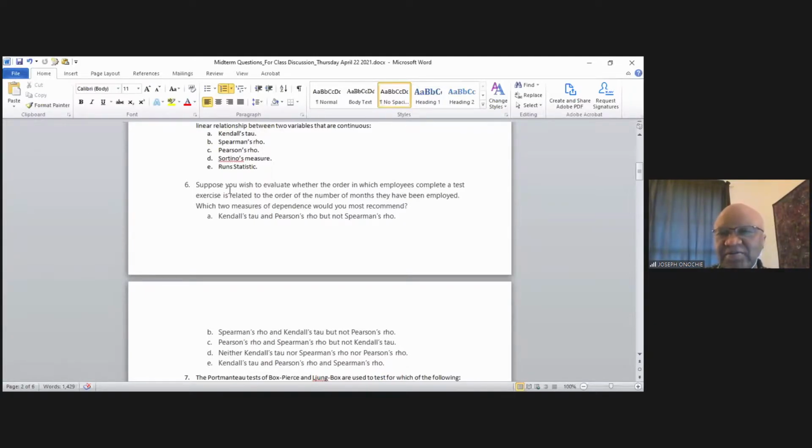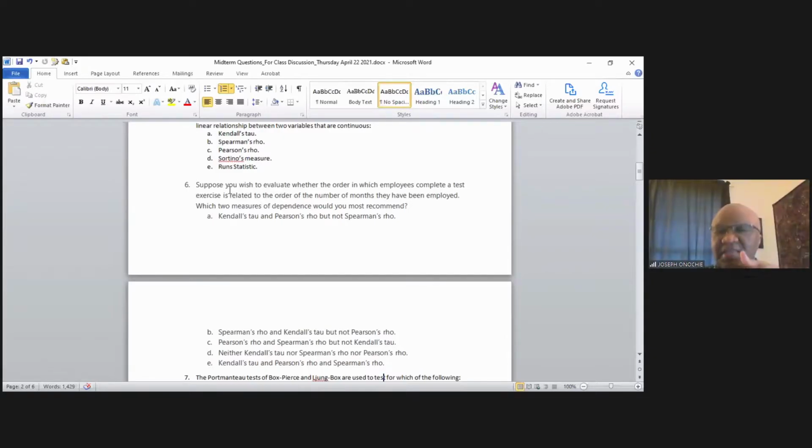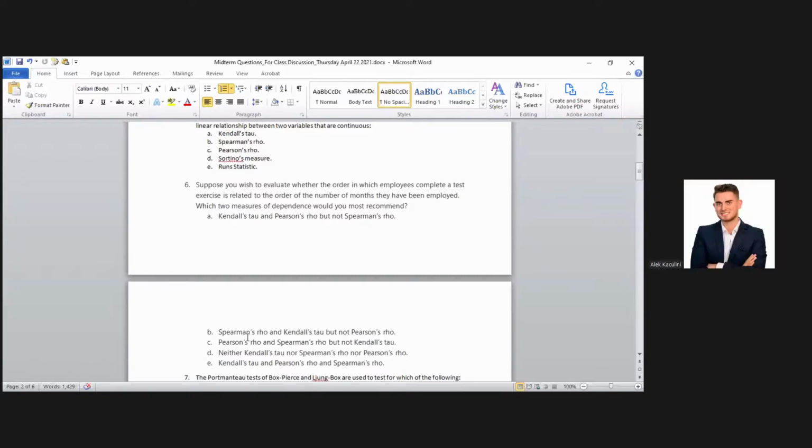For number 6, suppose you wish to evaluate whether the order... So the key word here is order. So your rank ordering. Which of the 3 do we use best for ranking and ordering? It's Spearman and Kendall, but not Pearson. So you have to look for that choice because you already know it ahead of time. So what choice is that? It's Spearman and Kendall. So it's B, right? B. Okay, B.